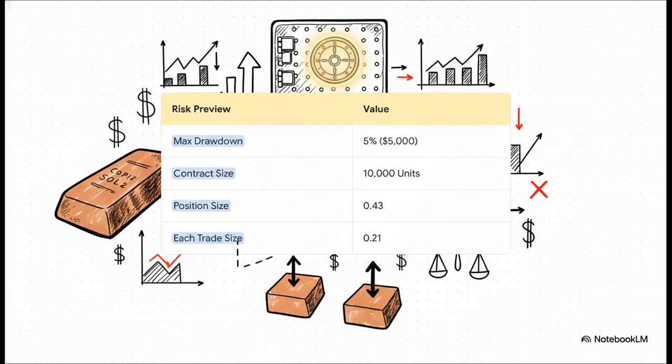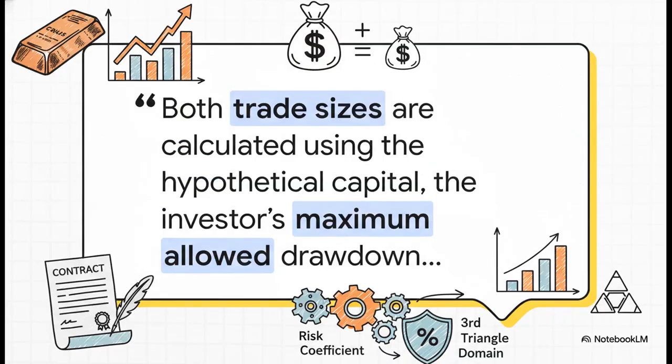Now what's really cool is that every setup comes with a risk plan baked right in. So let's say we're working with a hypothetical $100,000 account, and we decide we can't risk more than 5%. Well, the model then calculates a total position size of 0.43. And to manage the risk of entry, it suggests splitting that into two smaller trades of 0.21 each. And this just highlights how systematic that risk calculation really is. The source material actually has a mandatory sentence to describe this process, and it goes like this. Both trade sizes are calculated using the hypothetical capital, the investor's maximum allowed drawdown, the third triangle domain percentage, the risk coefficient, and the contract size.